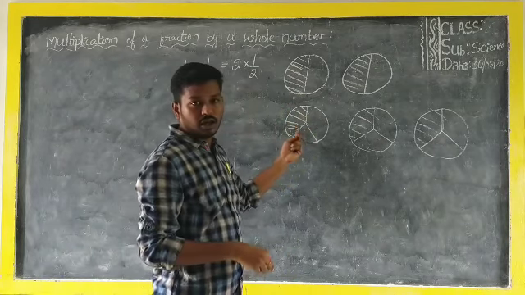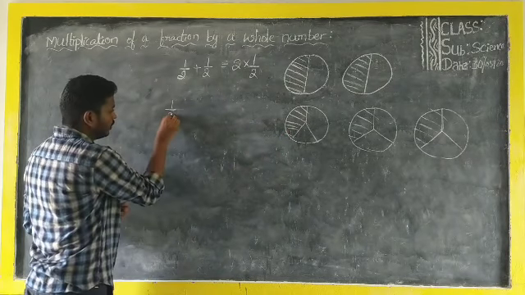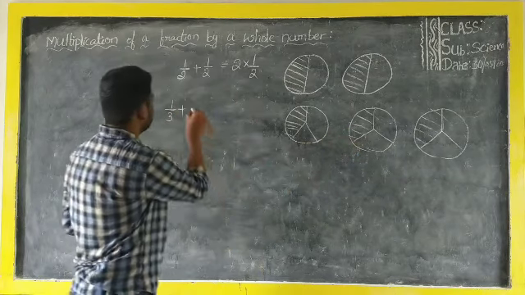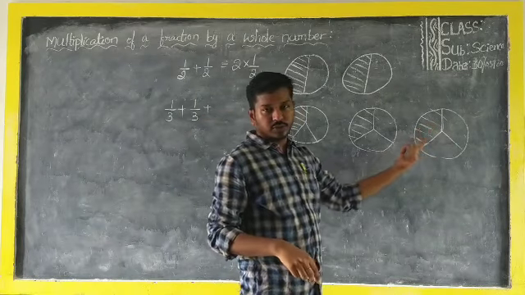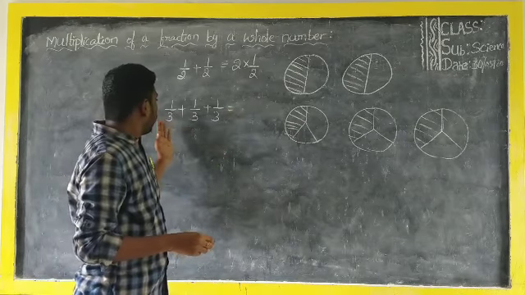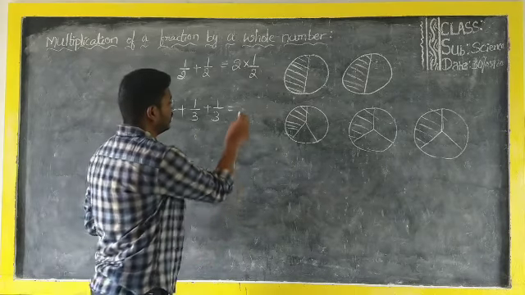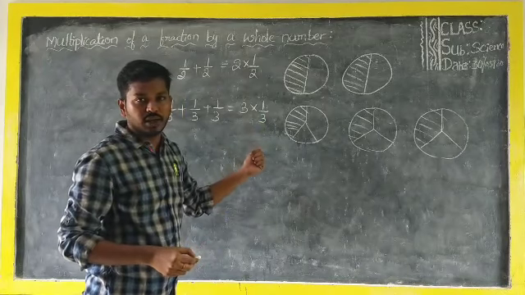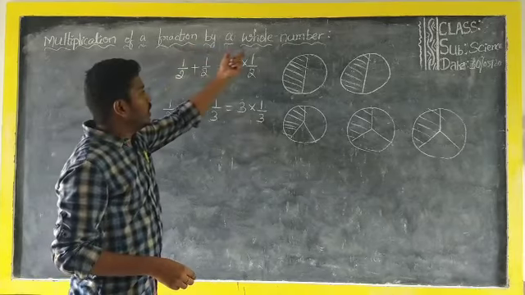If you observe this circle, how much part is shaded? Three equal parts are there. Out of three equal parts, one part is shaded. So I can write 1/3 plus. This is also one part shaded out of three parts, so 1/3 plus, and this also is 1/3. How many 1/3s are there here? 1, 2, 3. So I can write this as 3 into 1/3. That is called multiplication of a fraction by a whole number.